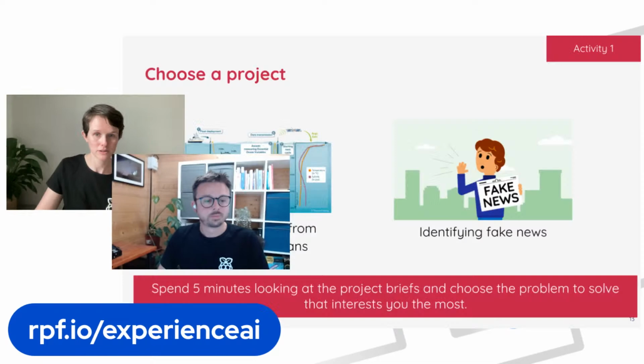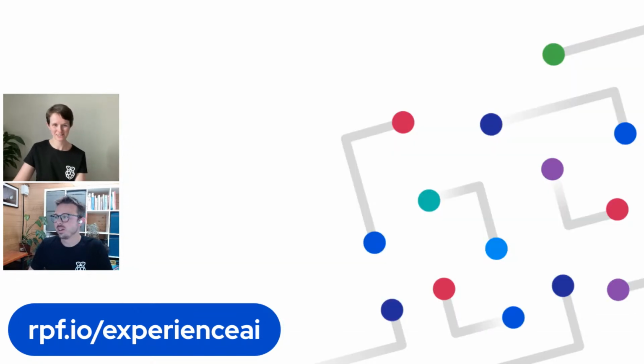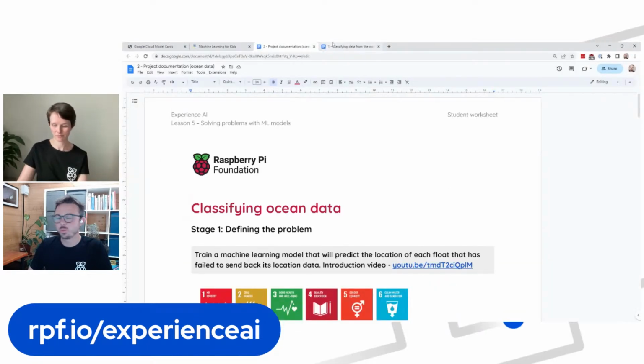Excellent. Perfect. So at the moment, we have 2 projects on offer for your students to choose from, and we're hoping to add more soon. Here we go. So they're the 2 projects that you can have a go at: classifying data from the world's oceans, or identifying fake news. Okay, Katie, if you were going to pick one of these, which one sparks your interest the most? I'm probably going with oceans. Cool. Okay, well, let's talk you through some of the worksheets that we would need for this.